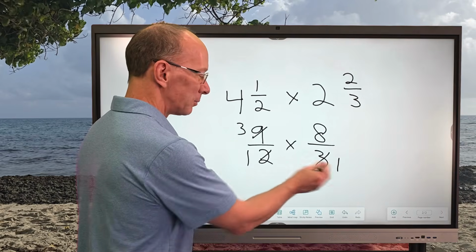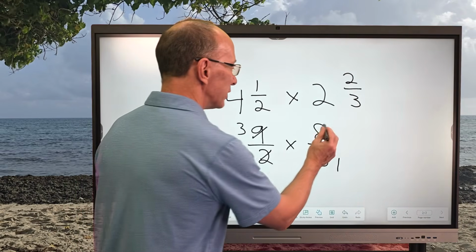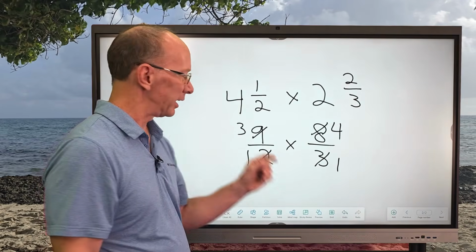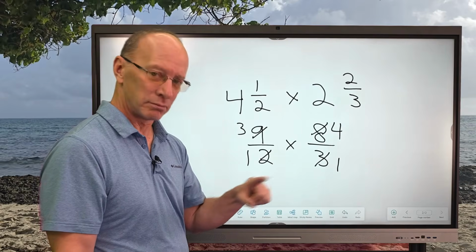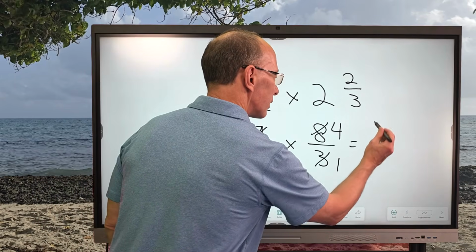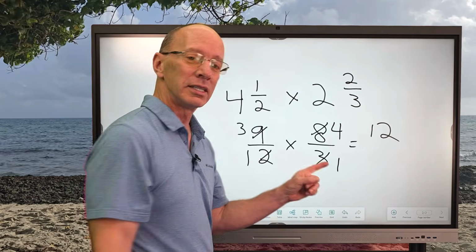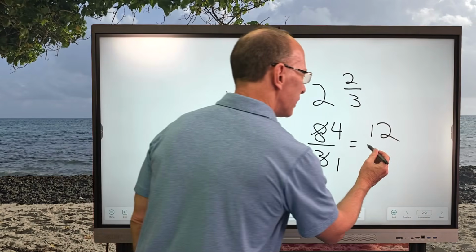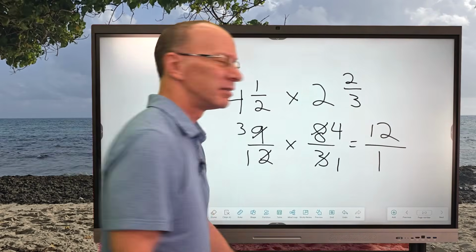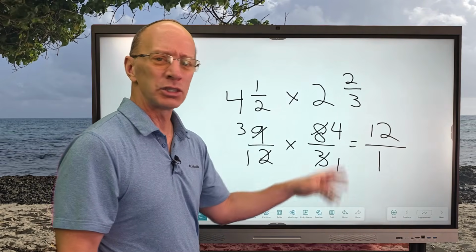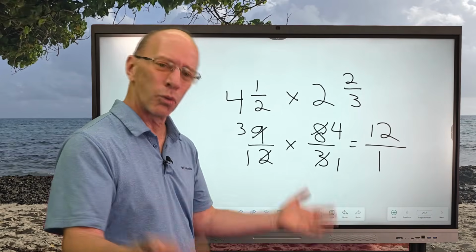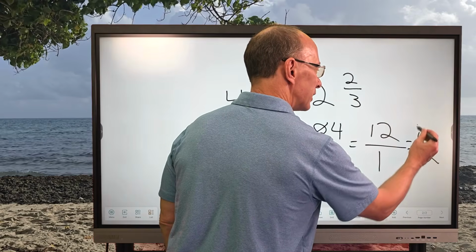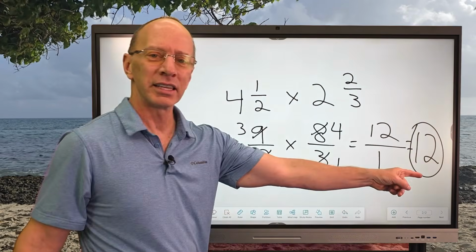And 8 divided by 2, what is it? 4. All right. Let's just go ahead and multiply it here. 3 times 4 equals 12. And then 1, now this is a tricky one. 1 times 1, you guys got it, 1. Now, when you see 12 over 1, what is that? It's just 12. Yeah. So the answer is 12. There's the answer right there.